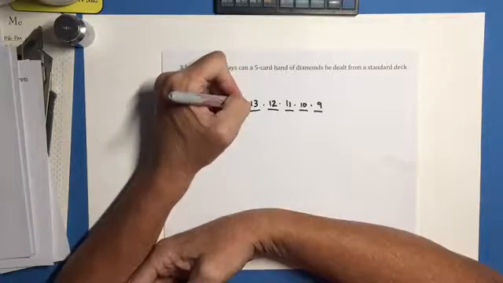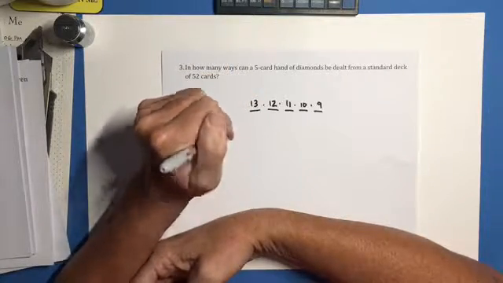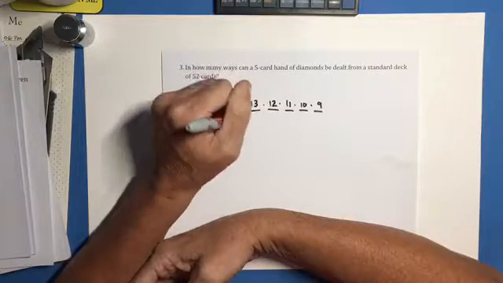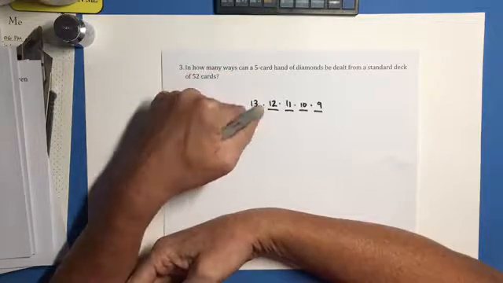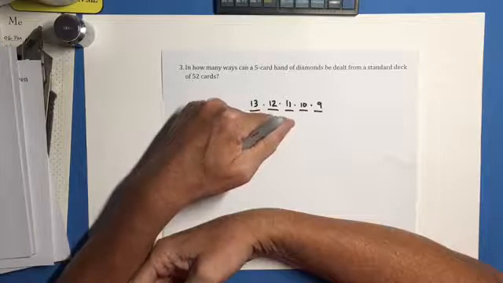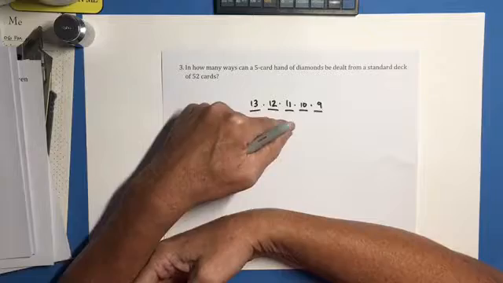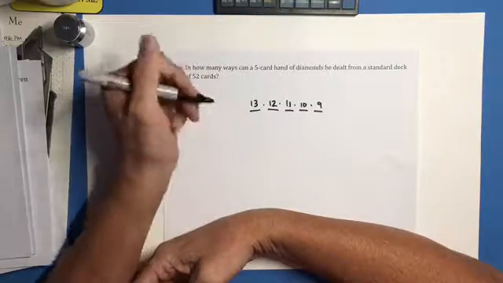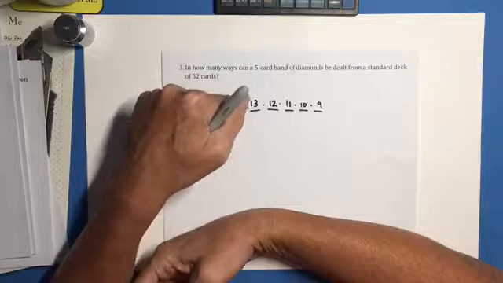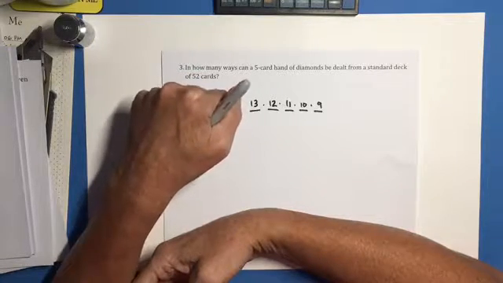So, the question is, does order matter? Is this considered a different deal if I deal ace, 10, king, queen, jack, or if I deal 10, jack, queen, king, ace? Are those two hands different? No, they're not. So order doesn't matter. This is another example of a combination.